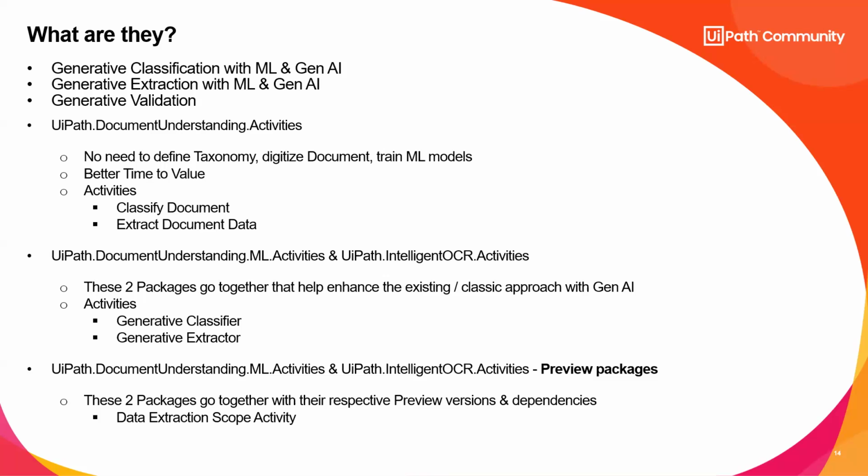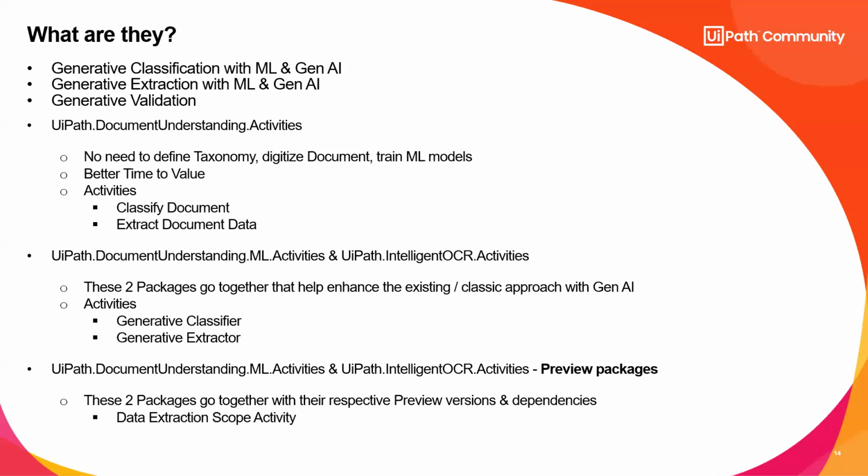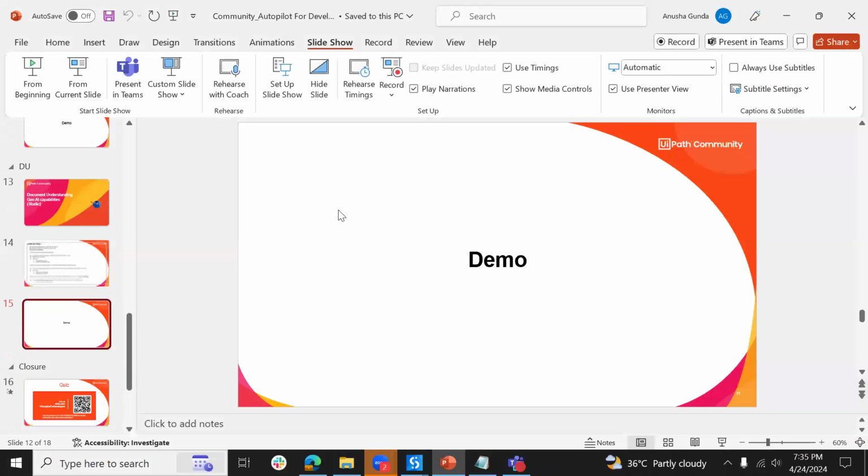And the next two are from the existing classic projects, for the classic flow using the ML activities and the intelligent OCR activities. Here we have given two different activities, generative classifier and generative extractor, which we will use in combination in the existing projects. And the next one is for validation, where we have added Gen AI validation for the existing extraction scope. Let's go for the demo of those two.